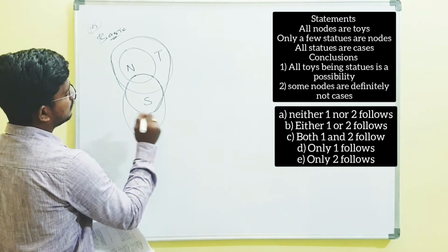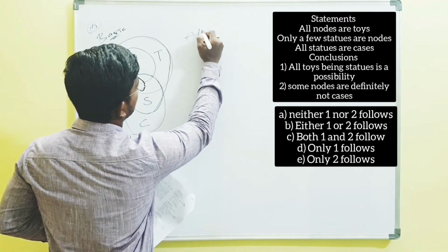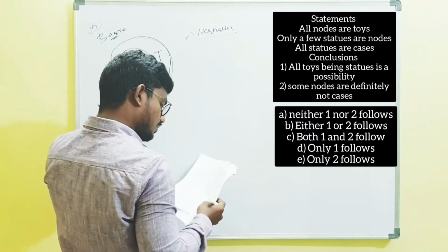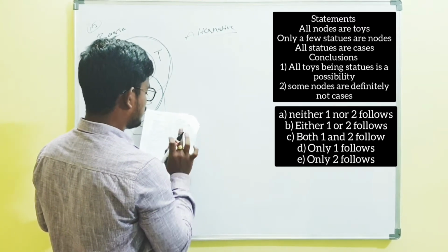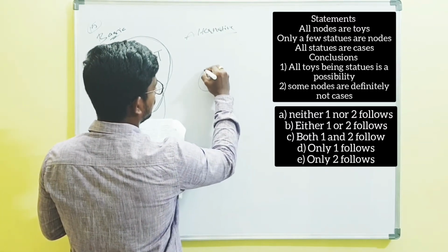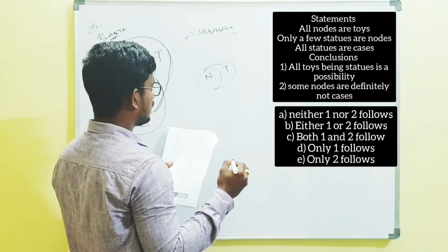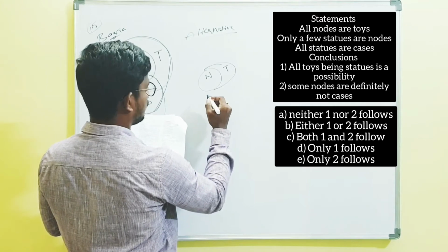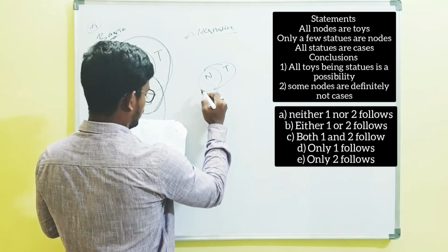I will take another alternative diagram here, because there is a little bit of confusion. So my alternative diagram is, some notes are definitely not cases. See, all notes are toys. All statues are cases. Only a few statues are notes. Some statues are notes and all statues are cases.